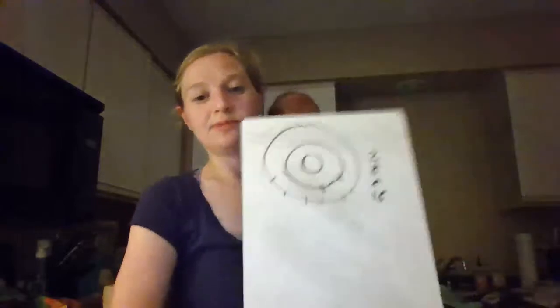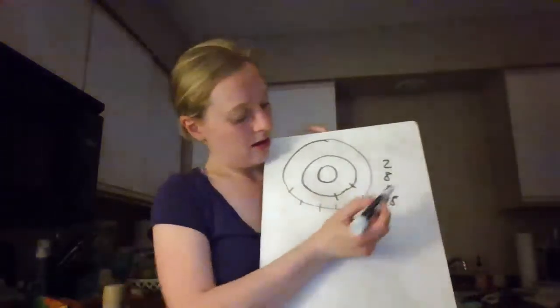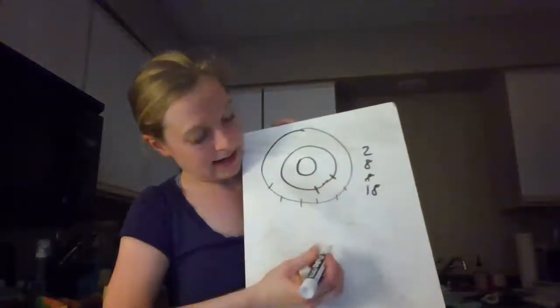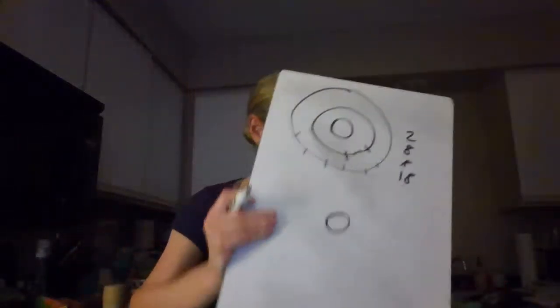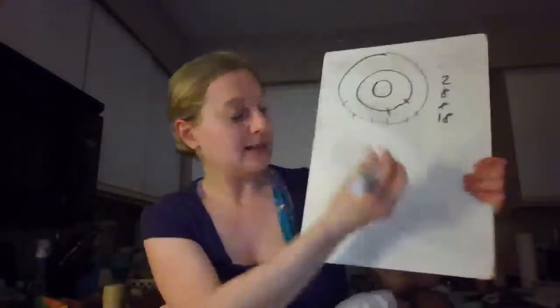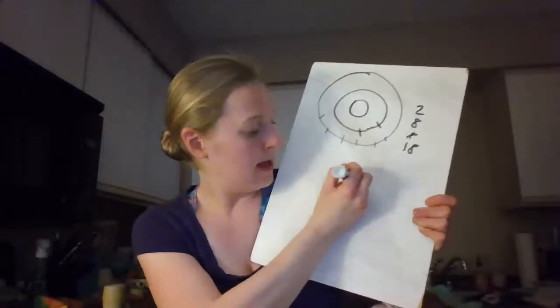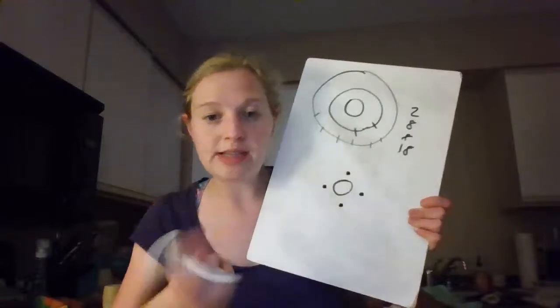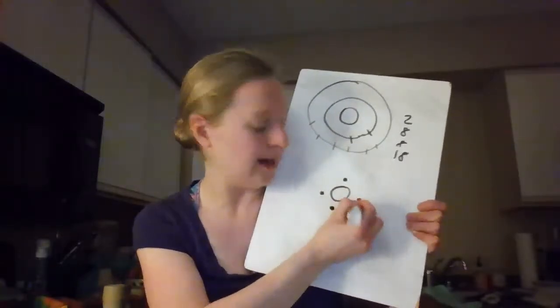Okay, so for oxygen, you have the 2, the 8, and the 18. These 6 that are in the outside level are going to be represented in the Lewis model with 6 dots. And you'll go around and give each of the 4 sides 1 dot before going back and giving the second dot.